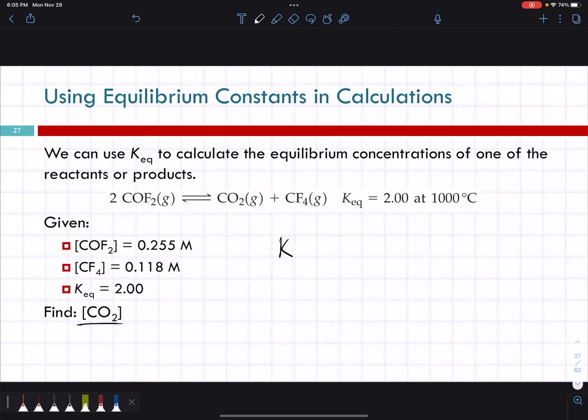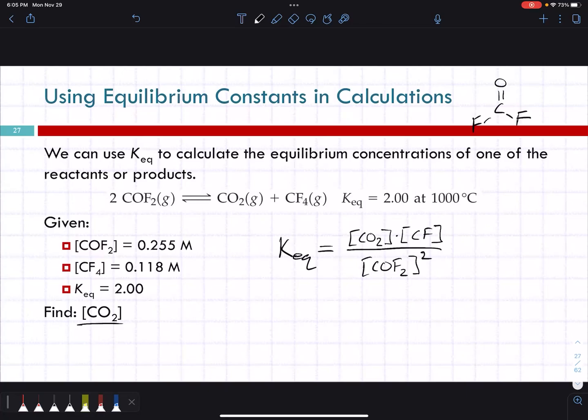So again, we can write our KEQ, our equilibrium concentration equation, which is going to be products over reactants. So CO2 times the concentration of carbon tetrafluoride divided by the concentration of COF2 squared.